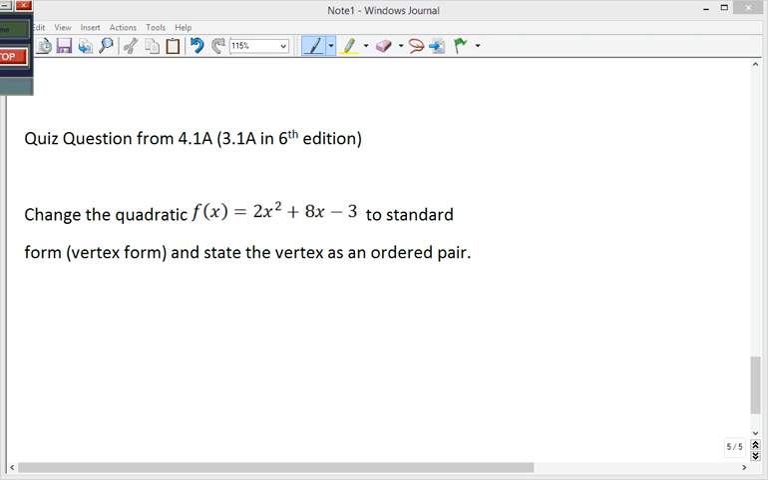Here is your quiz question for this section, is that I want you to change this quadratic, f of x, to standard form, right? And then state the vertex. So what I'll have you enter in Canvas is the vertex. Write it as an ordered pair and don't put any spaces inside the parentheses.